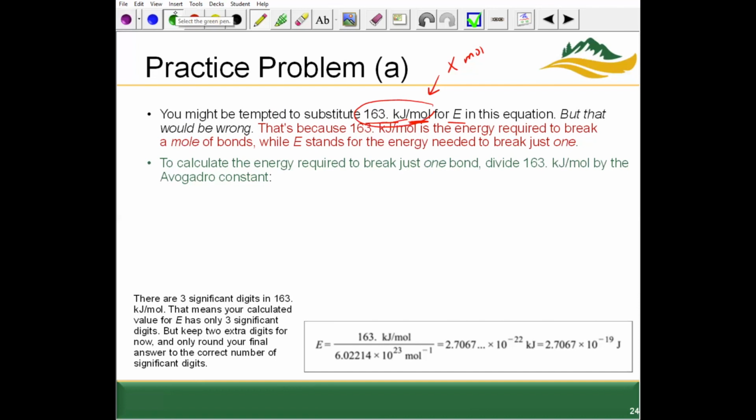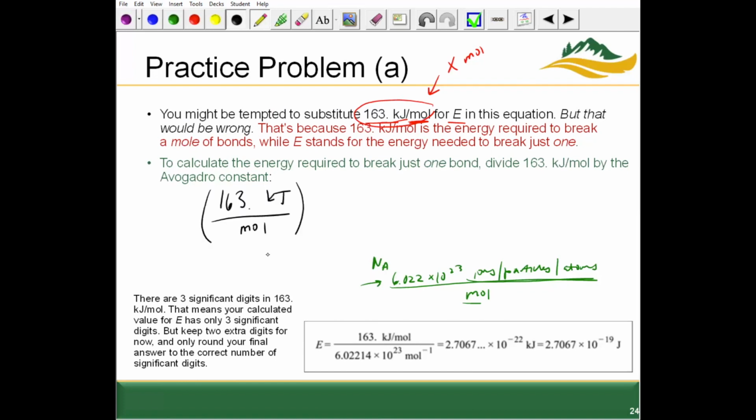So from chapter 3, we know we can connect 6.022 times 10 to the 23 of anything per mole. This is Avogadro's number. So to get rid of this per mole basis, we need to take 6.022 times 10 to the 23rd per 1 mole. So this 163.3 kilojoules per mole, that is the energy required to break 1 mole of nitrogen-nitrogen bonds. We don't want a whole mole of nitrogen-nitrogen bonds. We just want it on a per 1 bond basis.